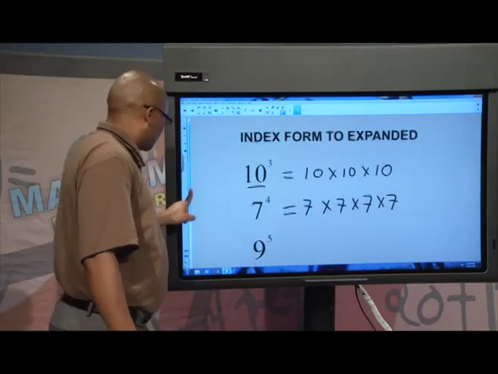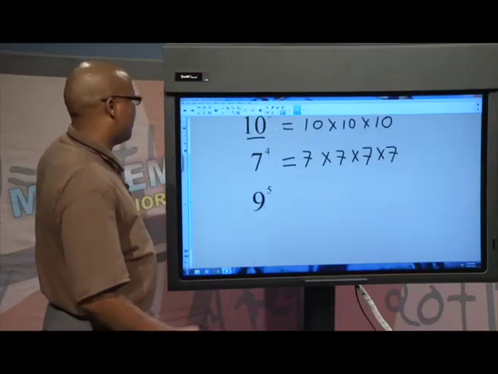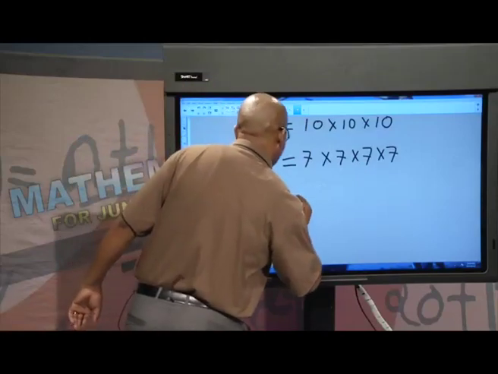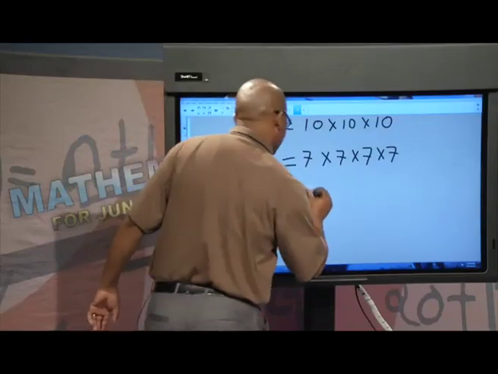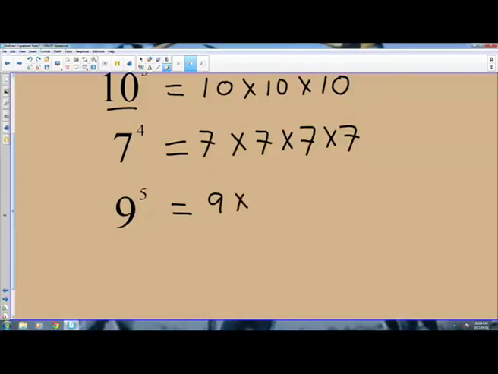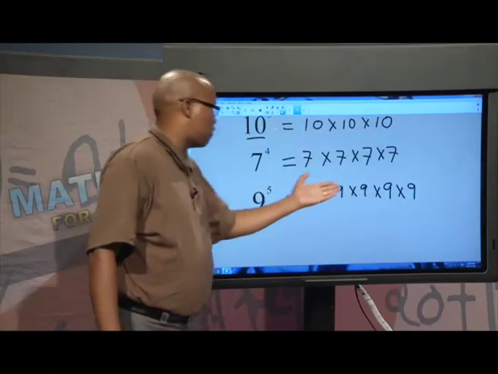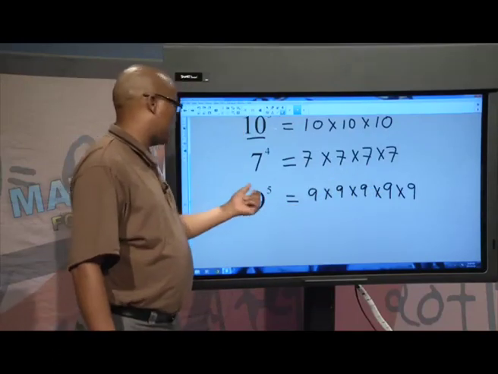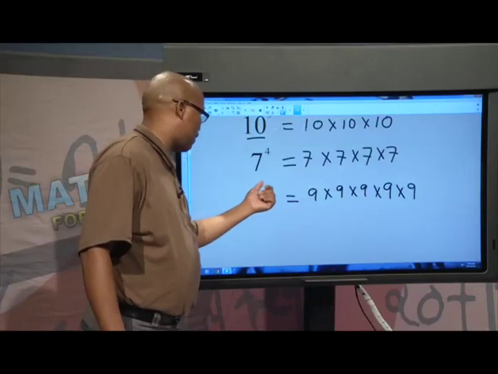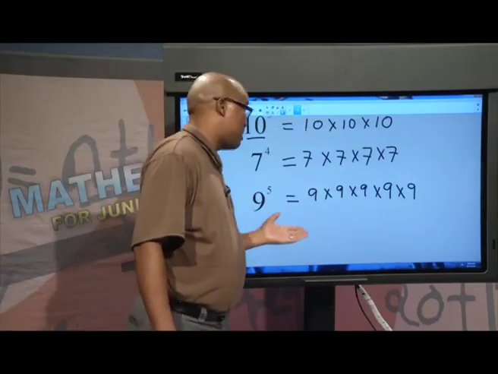And then what about 9 to the power 5? 9 to the power 5. This will be 9 times 9 times 9 times 9, and then times the last 9, because it says there should be 5 9s. So you multiply 9 5 times. This is the expanded form of the index form 9 to the power 5. When you expand 9 to the power 5, you multiply 9 how many times? 5 times.